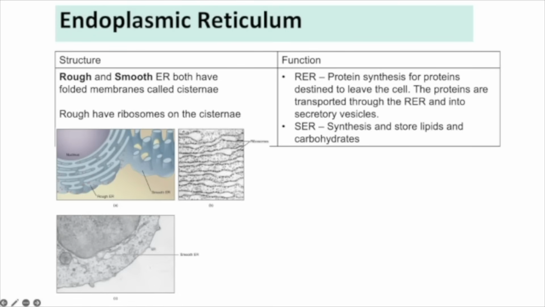We then move on to looking at the endoplasmic reticulum. In terms of the structures, there's two types. We have rough and then we have smooth endoplasmic reticulum. Both of them have folded membranes, which are called cisternae, but the key difference is the rough has ribosomes attached to the outside, whereas the smooth doesn't. The difference in function then links to the fact that the rough has the ribosomes, because the rough endoplasmic reticulum has the function of protein synthesis for proteins destined to leave the cell, and the proteins are transported through the rough endoplasmic reticulum and into secretory vesicles. The smooth endoplasmic reticulum is where lipids and carbohydrates are synthesized and stored.